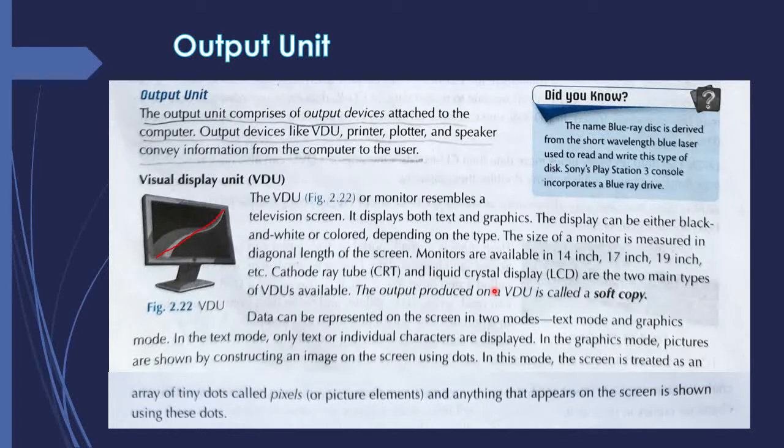The output produced on video is called soft copy. The output which we display on the screen is actually called soft copy. Okay, this is our soft copy.